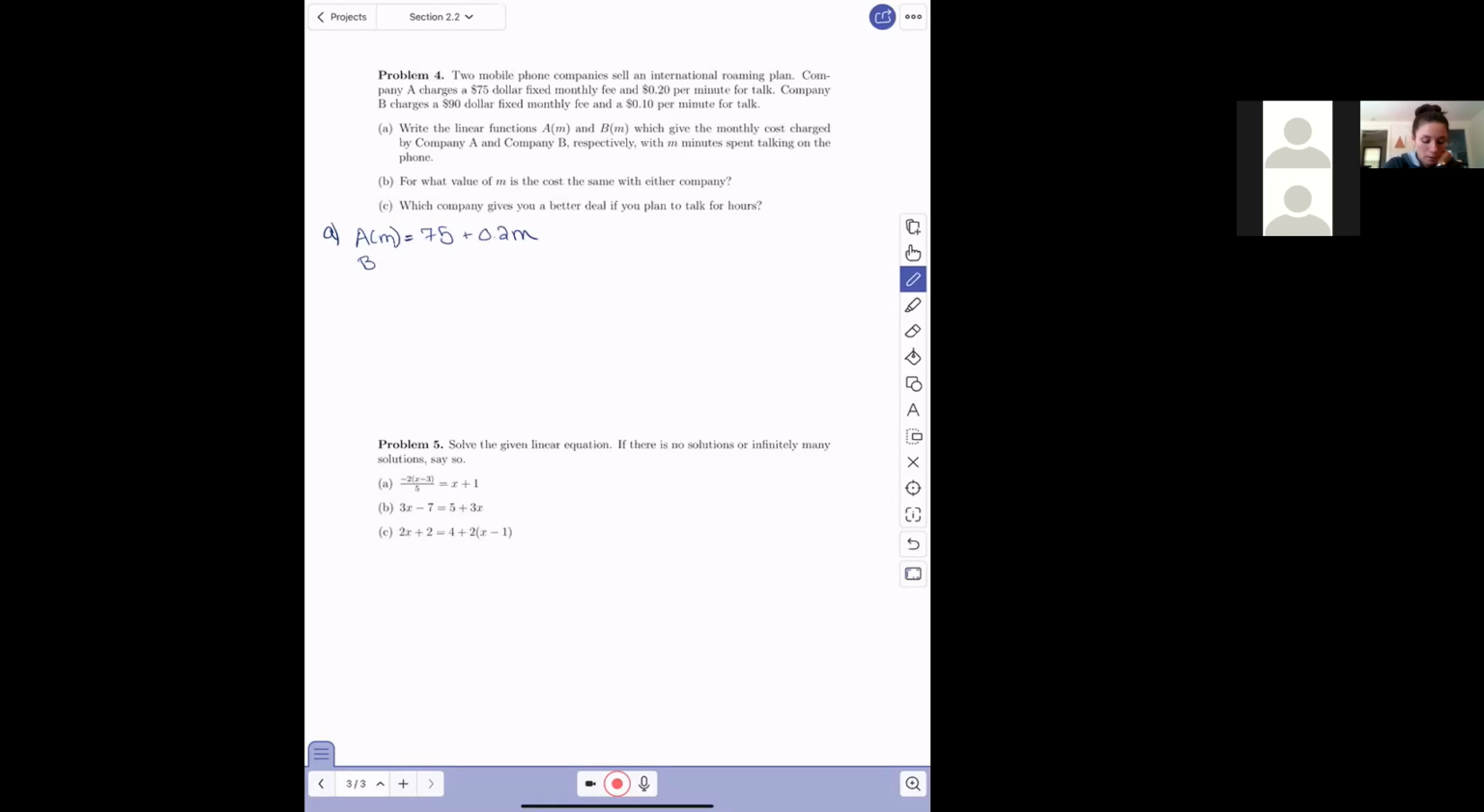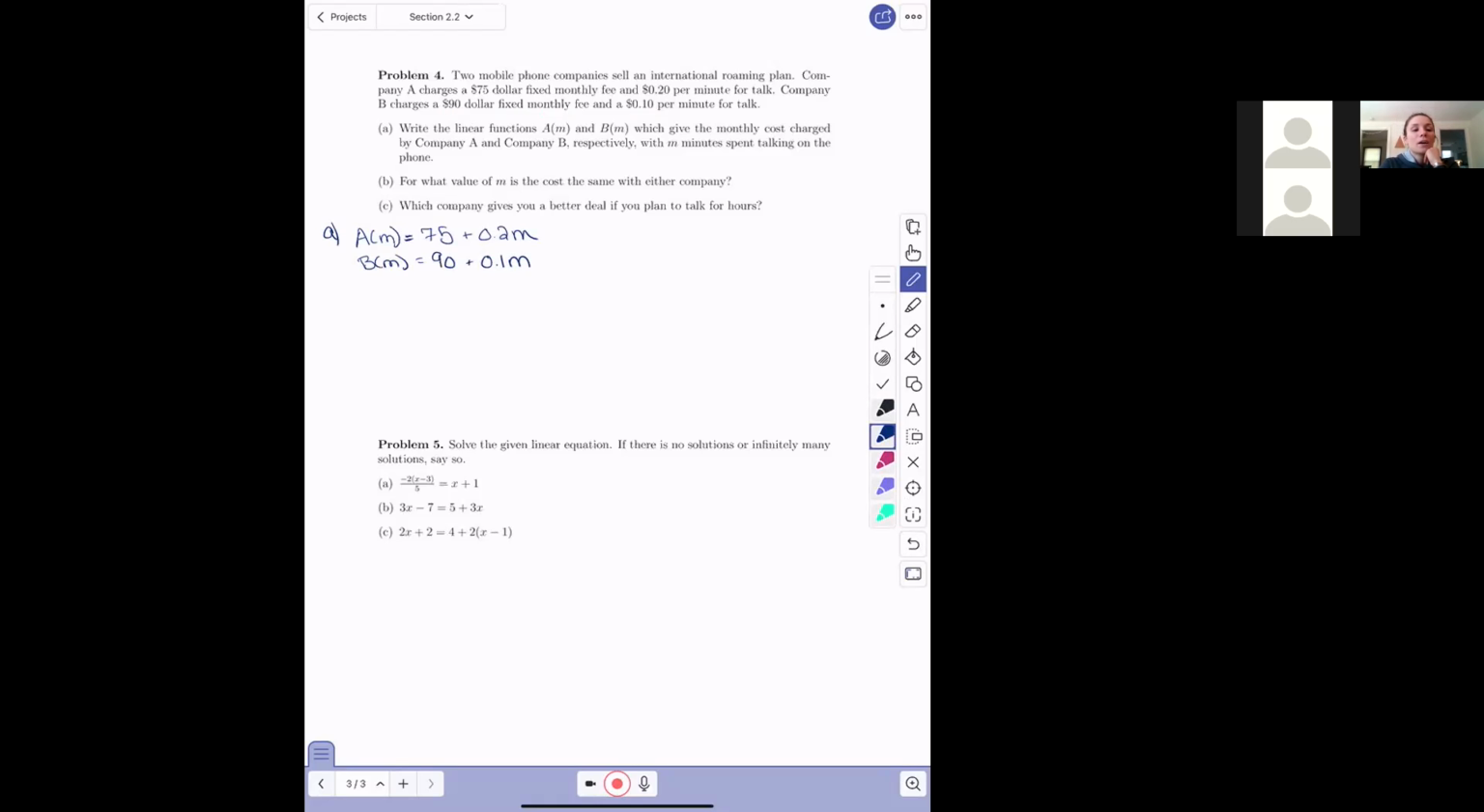Similarly, for company B, our fixed monthly fee that we're going to pay no matter what is $90 per month, but every minute we talk on the phone, it's only 10 cents. So our slope is only 10 cents. So 90 plus 0.1 M.